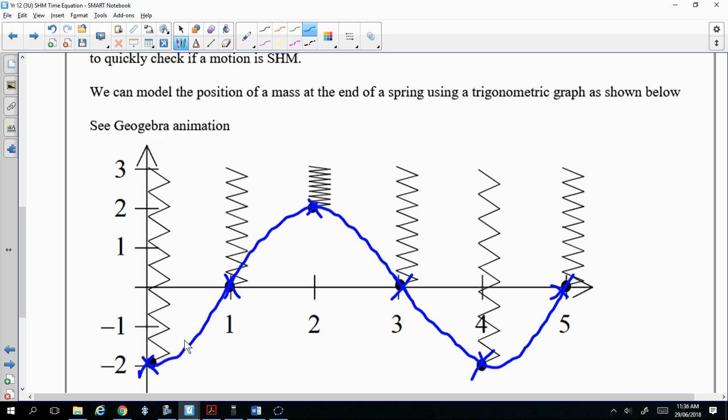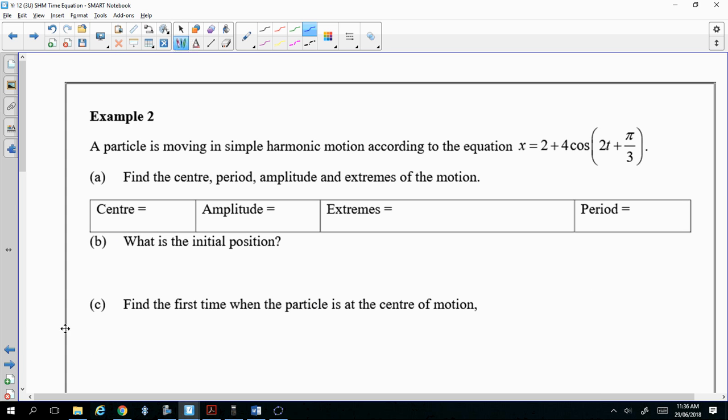Okay, let's look at an example. A particle is moving in simple harmonic motion according to this equation. Find the center, period, amplitude, and extremes of the motion. Okay, center. This is the center, 2. Amplitude. Which one's the amplitude? The number in front of cos. Yes?